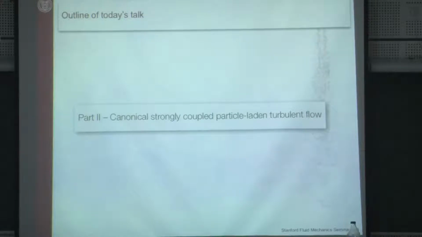I'll show you one little exercise in terms of characterizing turbulence modulation, but we're not going to look at fine details of the modulation. We're going to brute force our way through this by changing the mass loading. Okay. Yes?